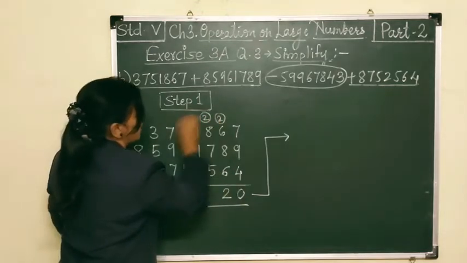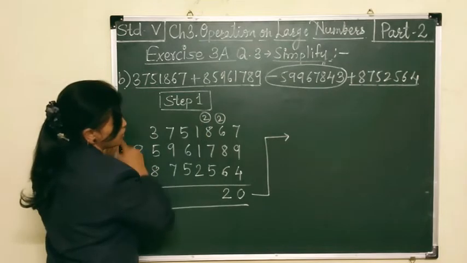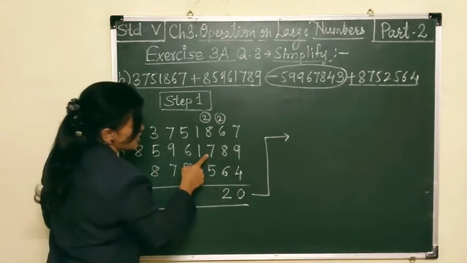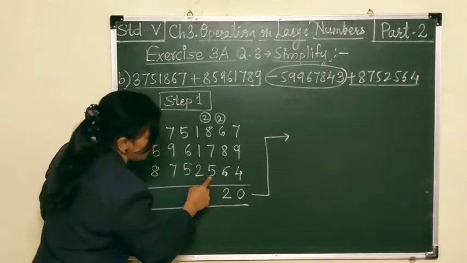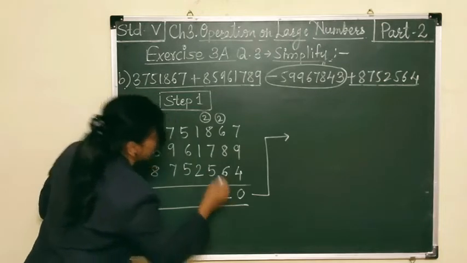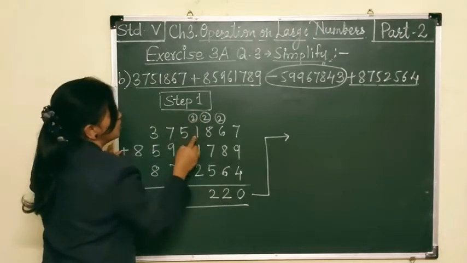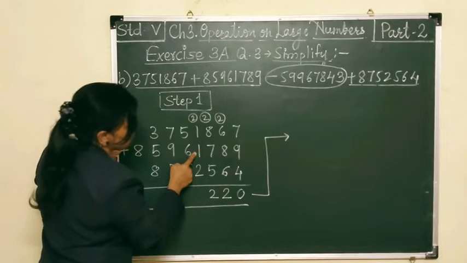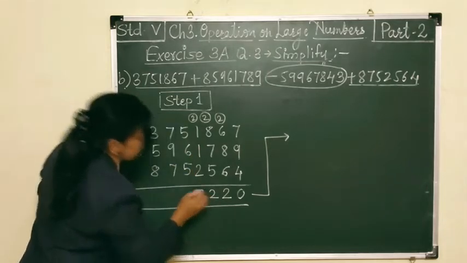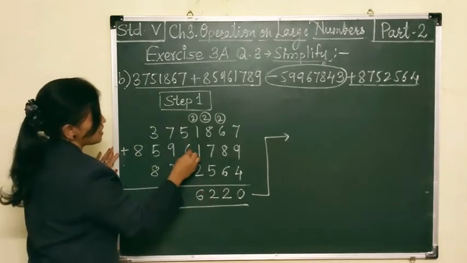Again 2 will be carried. 8 plus 2, 10. 10 plus 7, 17. 17 plus 5, that is again 22. 2 will be carried here. 2 plus 1, 3. 3 plus 1, 4. 4 plus 2, 6. Now 5 plus 6, 11.